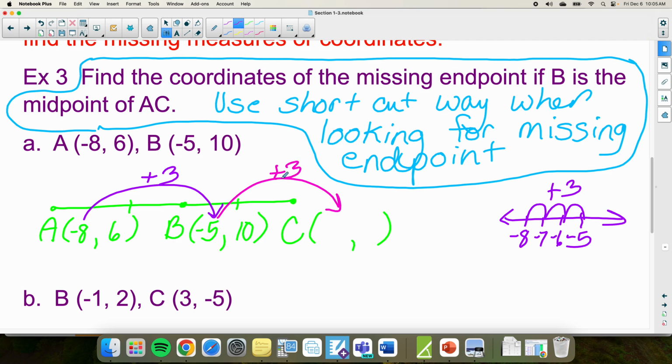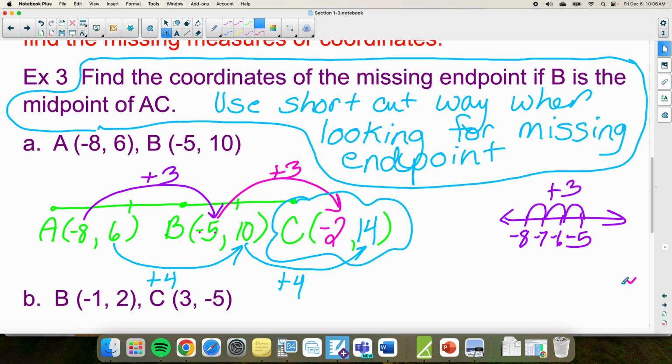So what I would do is I'd take -5 plus 3. If you're not good at that, go to your calculator. Well, -5 plus 3 is -2. Then we're going to go from 6 to 10. That one's easier, right? Just add 4, and then if we add 4 again, 10 plus 4 is 14. This is our answer then. So when you're looking for one of the endpoints, that's when you use the shortcut way.